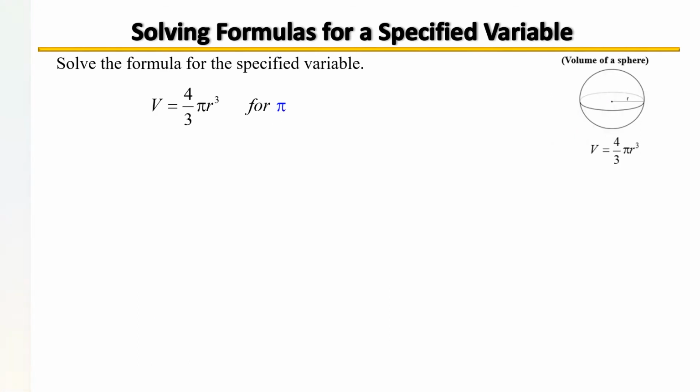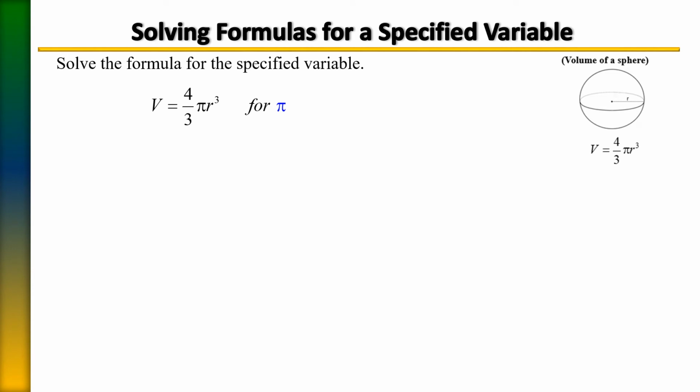In this example, we're going to solve for pi. We are given here the formula for the volume of a sphere. It is 4/3 pi times r cubed. So we want to solve for pi. What that means is we're using the rules of equations. We're going to move things around, get everybody else on the other side, but leave pi on the side by itself. As soon as we accomplish that mission of getting pi by itself and everybody else on the other side, we are done with the equation.